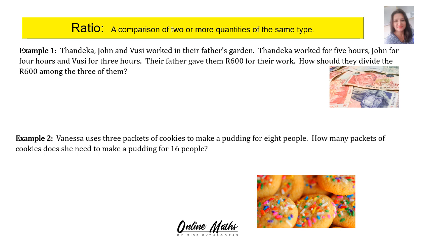So whenever you're dealing with word problems, my advice to you is underline the important information, which is Tandeka worked for 5 hours, John for 4 hours and Vusi for 3 hours. And then their father gave them 600 rand for their work. So the first thing you do is you work out the total hours ratio.